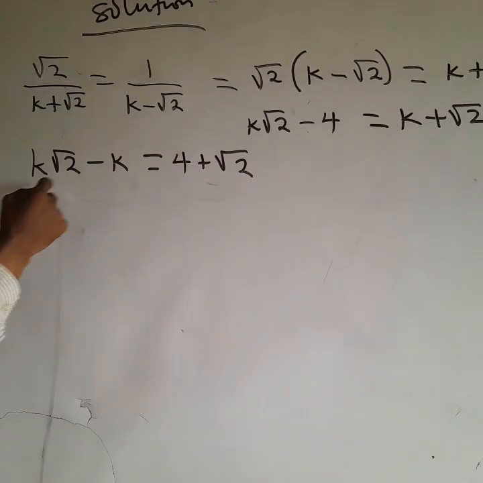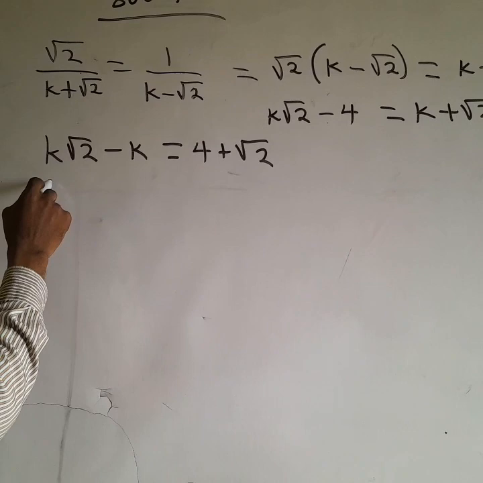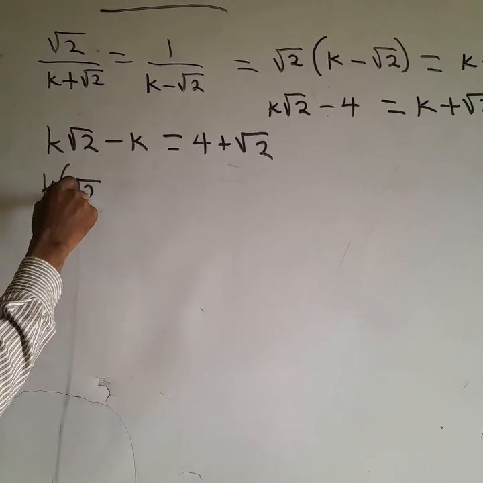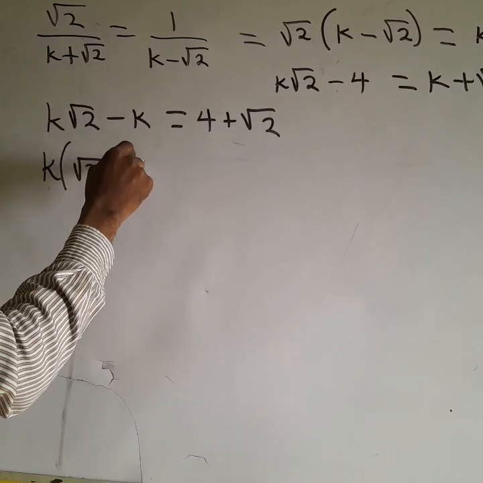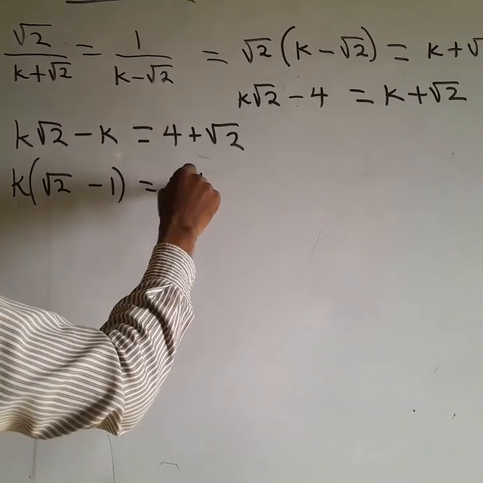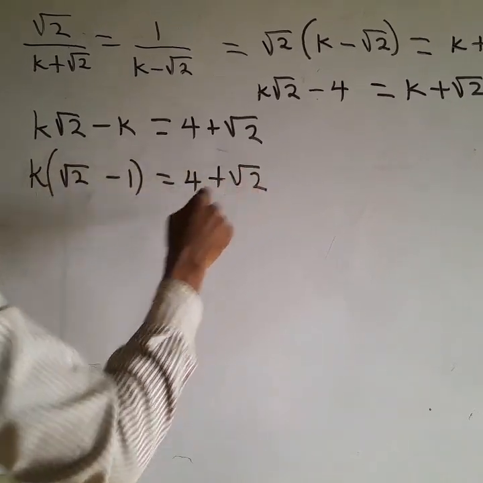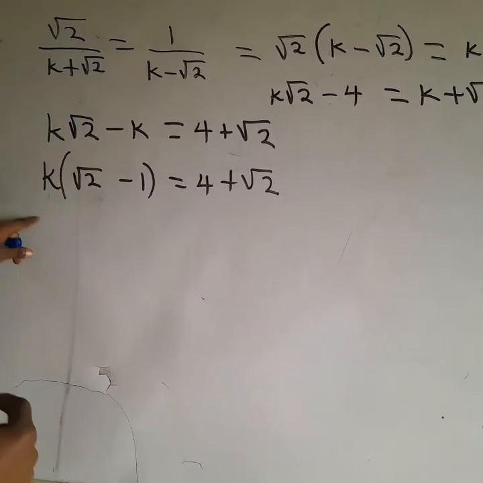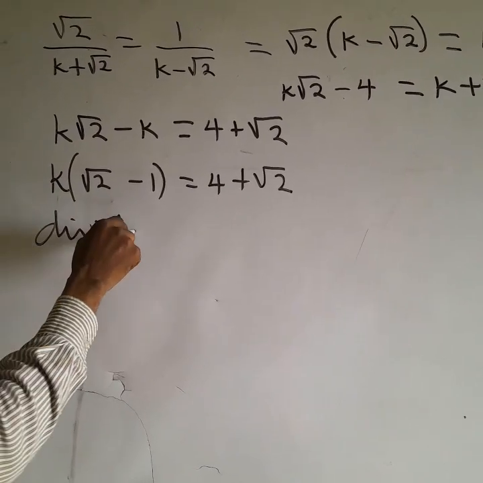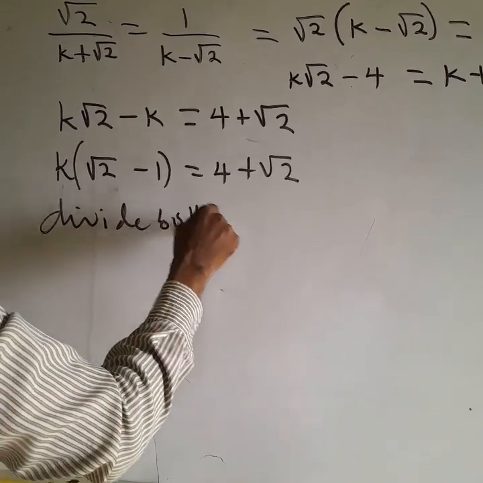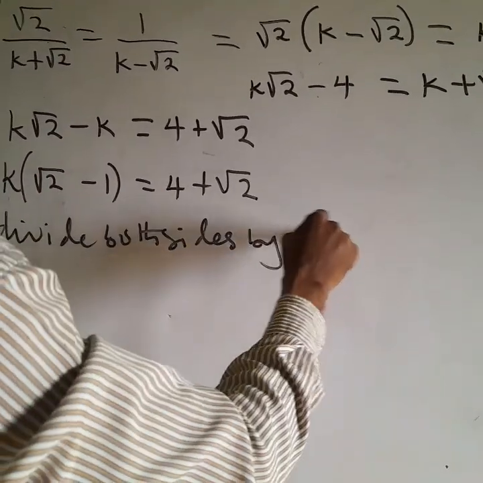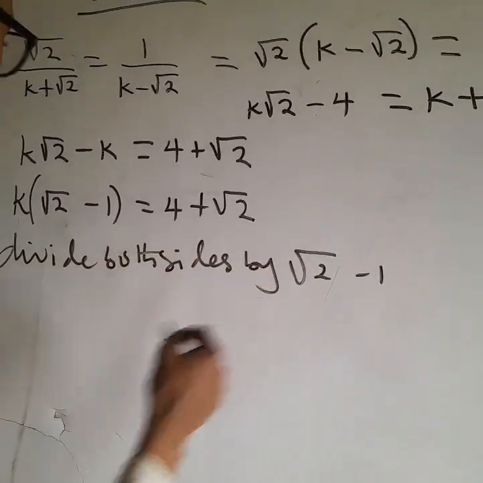We are looking for k. K is common here. We can factor out k. We have k into root 2 minus 1 equal to 4 plus root 2. So we are looking for k. We'll divide both sides by root 2 minus 1.